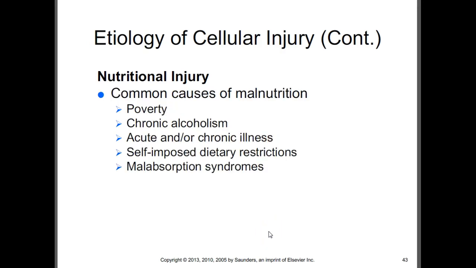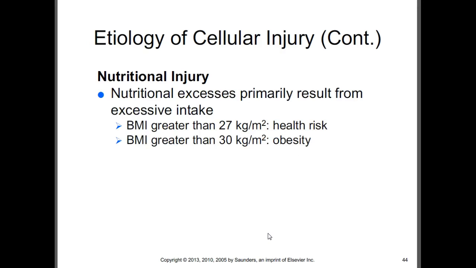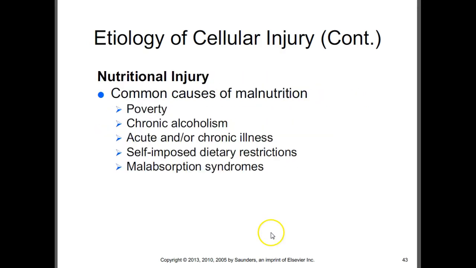So common causes of malnutrition: poverty, chronic alcoholism, acute and or chronic illness, self-imposed dietary restrictions, and malabsorption syndromes. So poverty, right? Things like lack of nutrients, or rather the balance of nutrients. For example, I could give a child lots and lots of carbohydrates, but if I give him too many carbohydrates, is he going to be able to make proteins, like contractile proteins in his muscles? And is he going to be able to increase his muscles? No. So if he can't do that, then he's going to have a malnutrition due to imbalance, right?